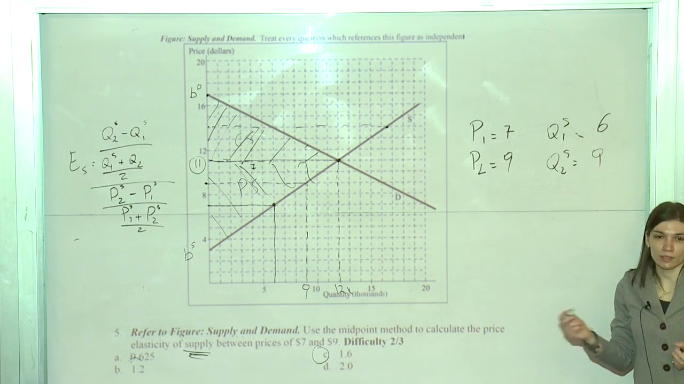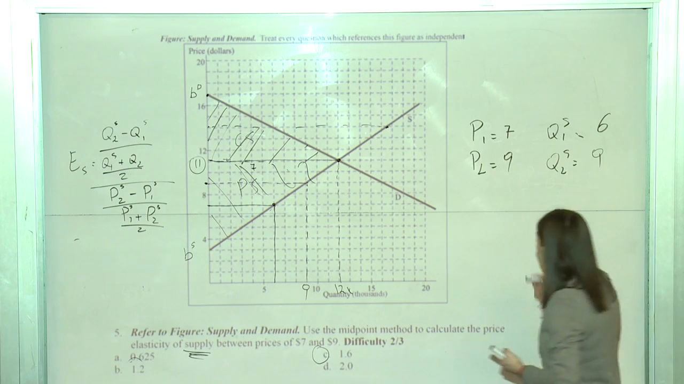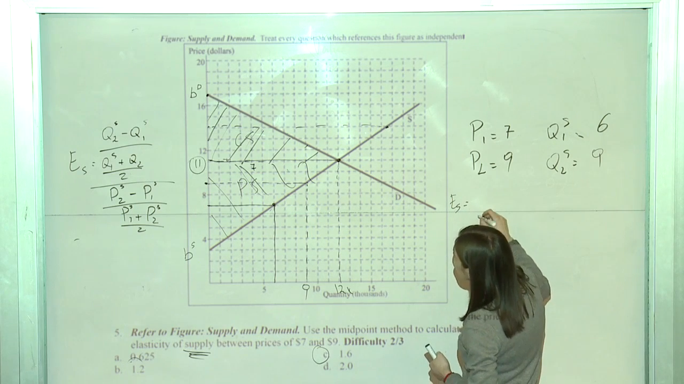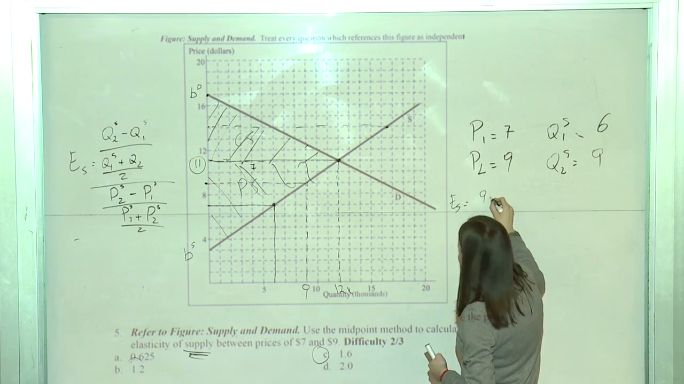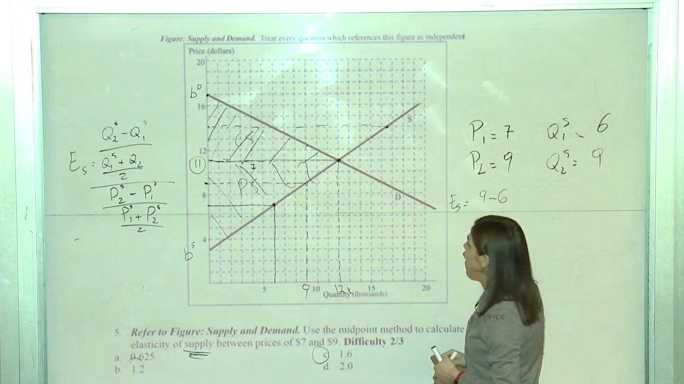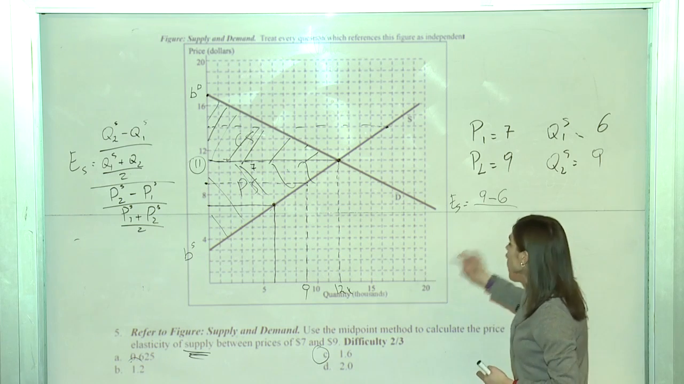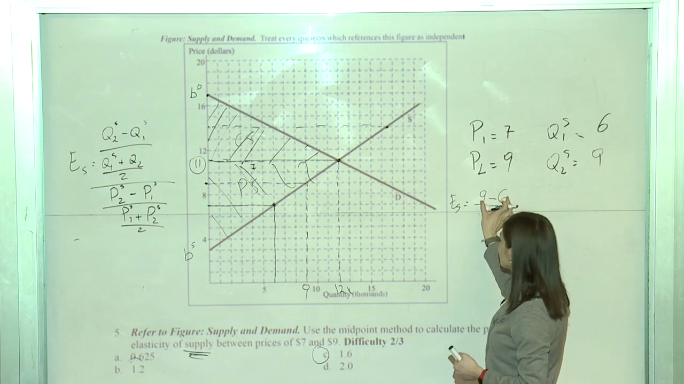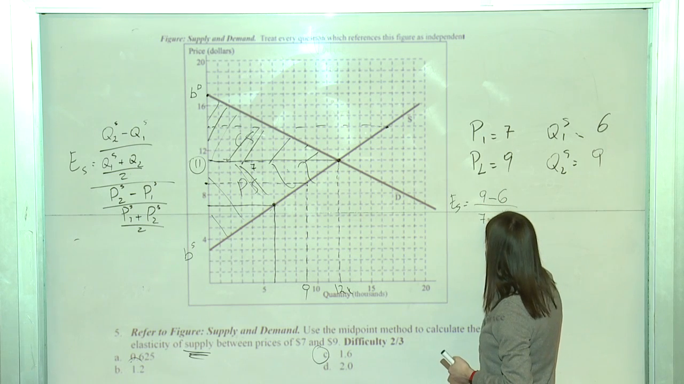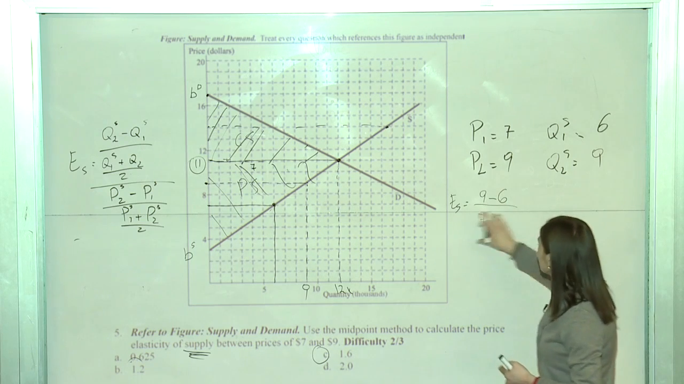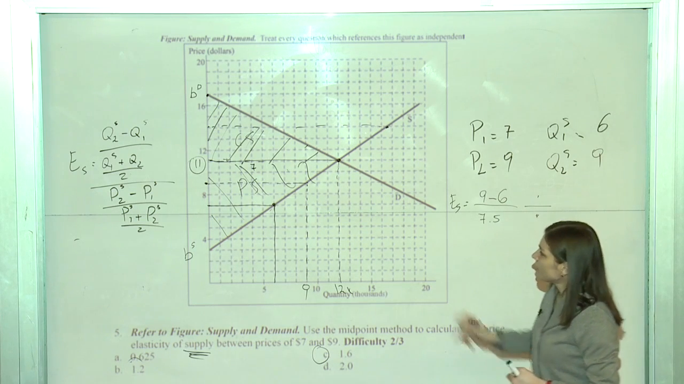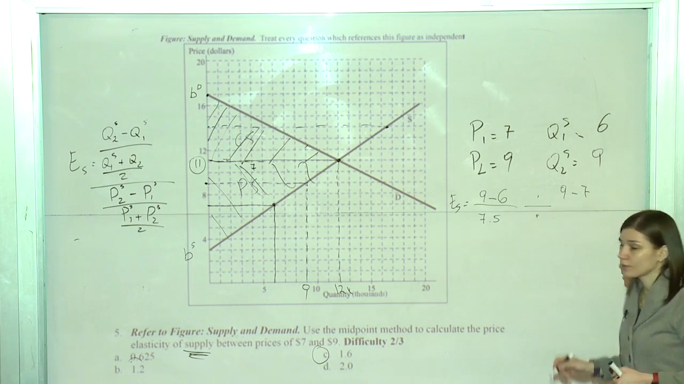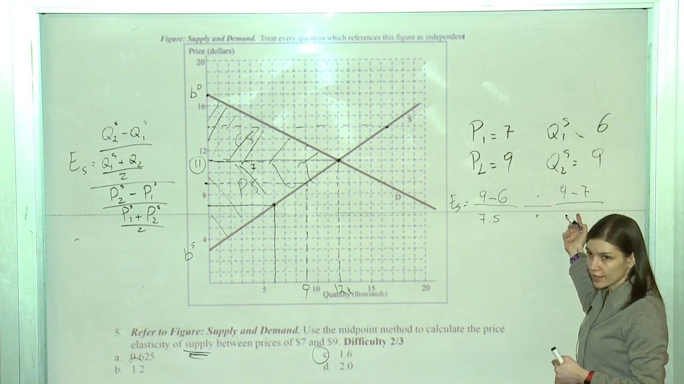All right. Now that we have that, it's a matter of plugging in and solving. So elasticity of supply between those 2 points is the difference, so 9 minus 6, right, divided by the average between 9 and 6, which is 7.5. So it's 9 plus 6, 15, divided by 2, 7.5. Right? And this whole thing then divided by the difference in the prices, which is 9 minus 7, right, divided by the average, which is 8.